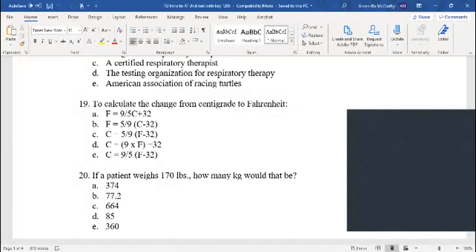B, 77.2. Yeah, number 20 is B, 77.2 kilograms. And she did that by doing 170 divided by 2.2. All right.